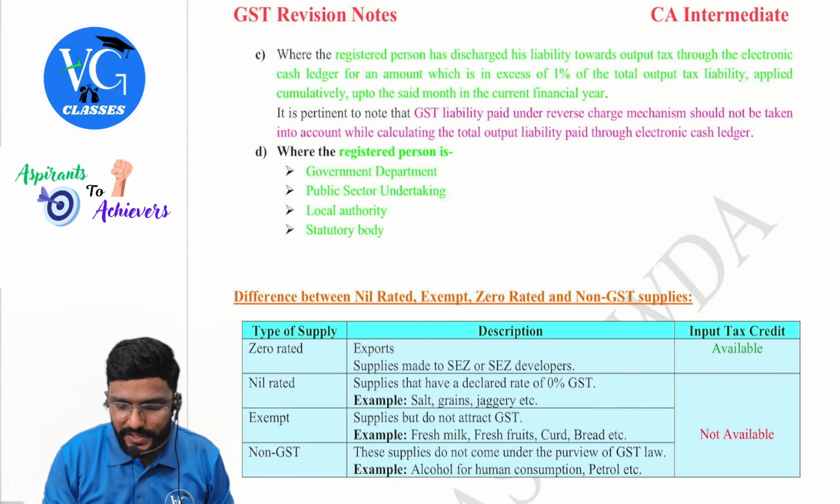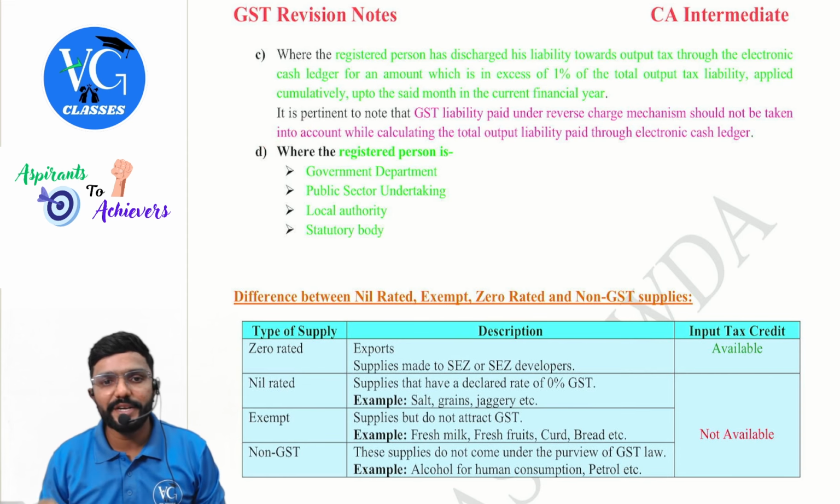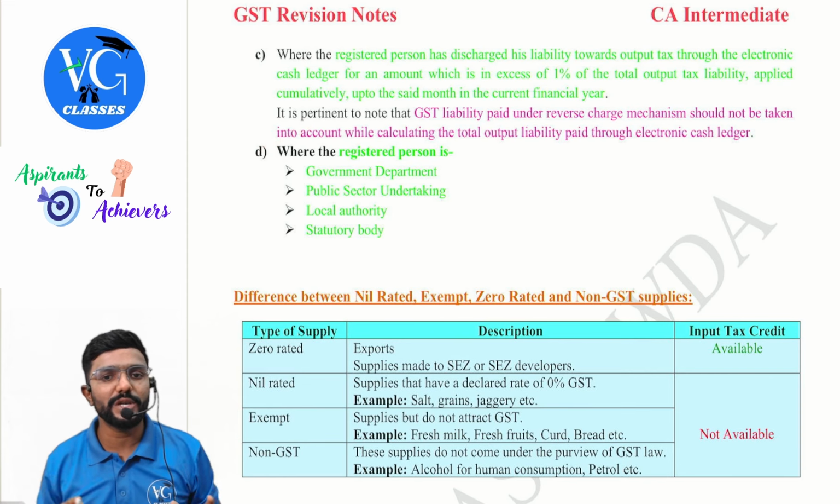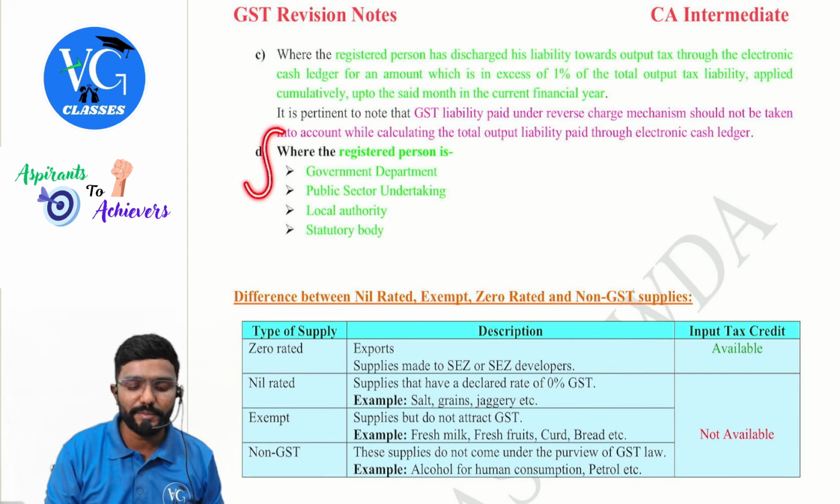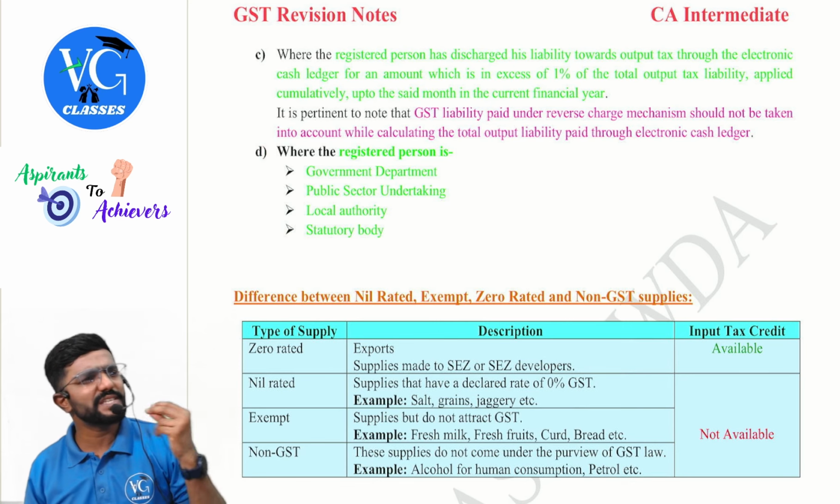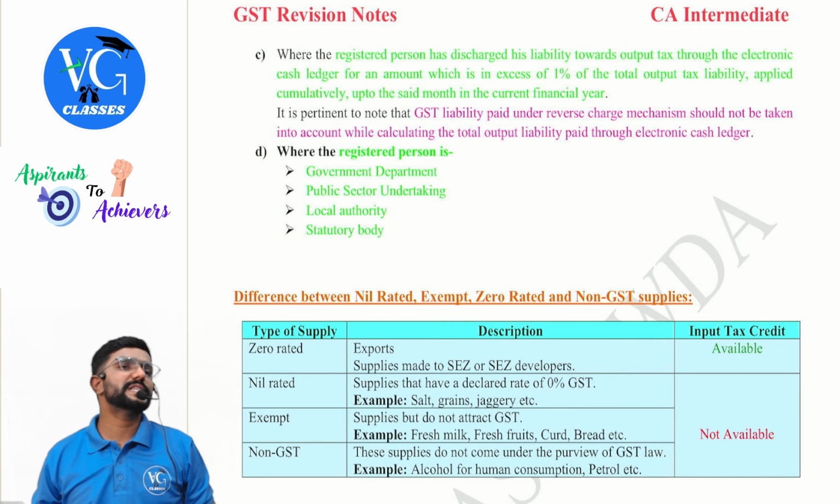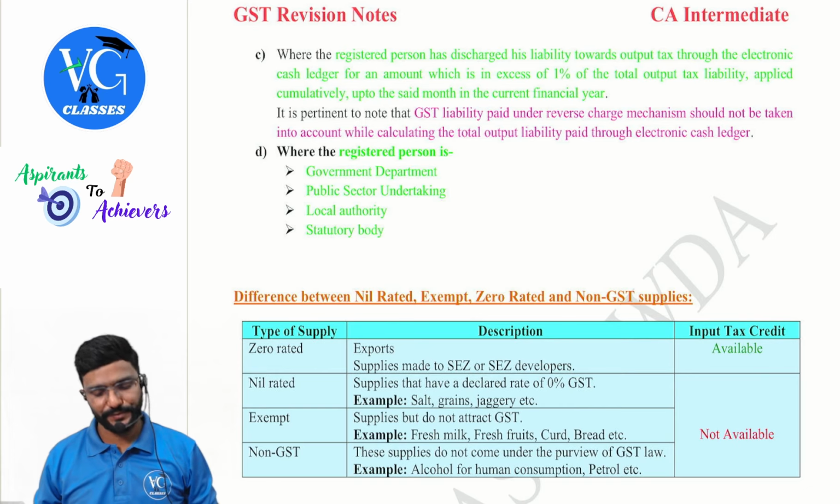Next, where the registered person is a government department, public sector undertaking, local authority or statutory body. If these people are the suppliers, no matter what their turnover is, Rule 86B is not applicable, guys.